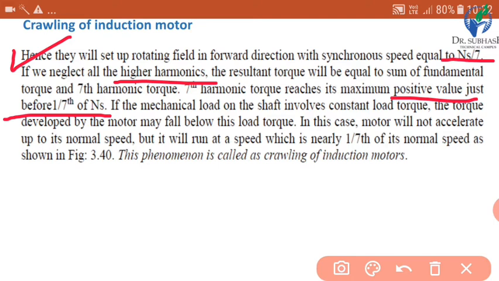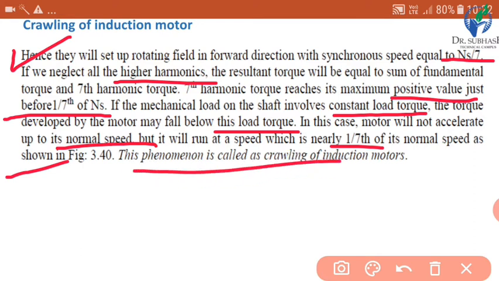If the mechanical load on the shaft involves constant load torque, then the torque developed by the motor may fall due to the load torque. In this case, the motor will not accelerate up to its normal speed, but it will run at a speed which is nearly 1 upon 7th of its normal speed, as shown in the figure. And this phenomenon is called crawling of an induction motor. Okay, so what will happen in this case?